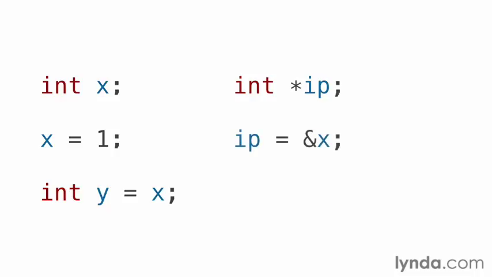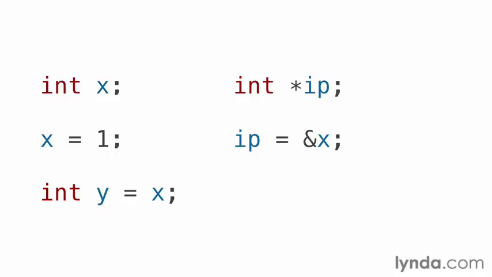Here, the address of x is placed in the pointer variable named IP. The ampersand is formally called the reference operator, but is more commonly called the address of operator. It returns the address of an object suitable for assigning to a pointer. So this statement assigns the address of x to the integer pointer IP. The integer pointer IP now points to the integer variable x.